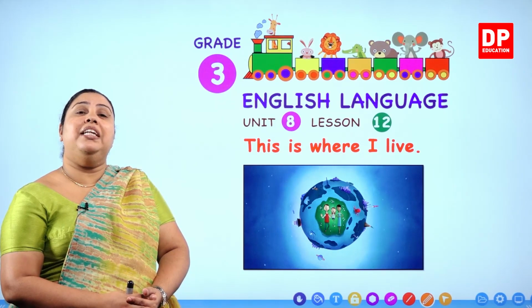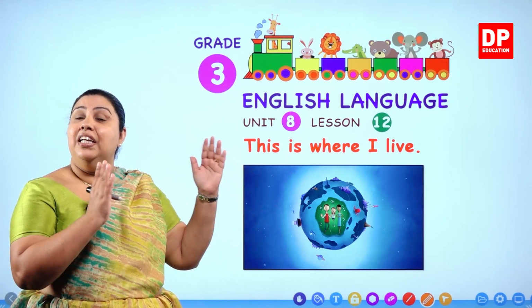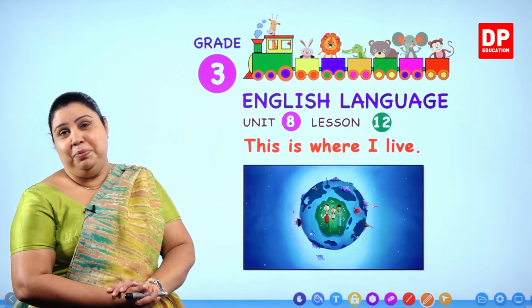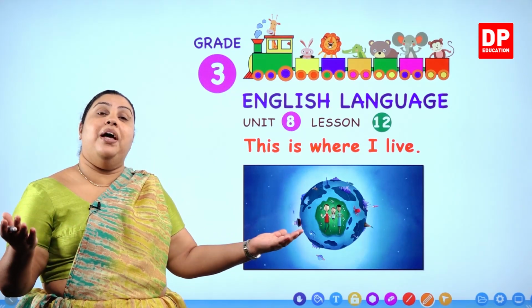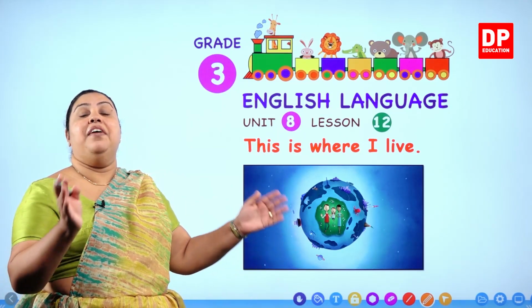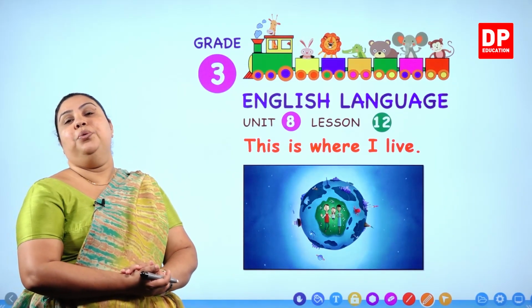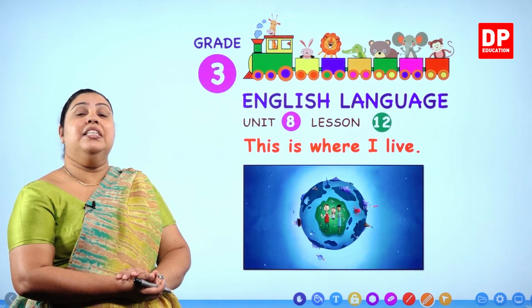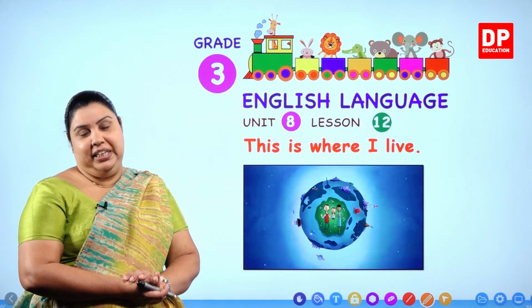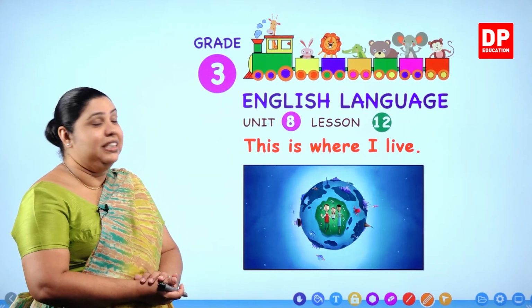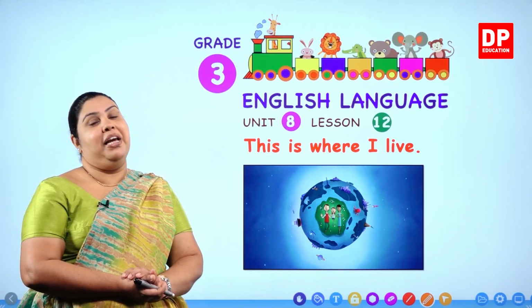You have completed 7 units in your grade 3 pupils book. Altogether you have 8 units and we have completed 7 units. We started our unit number 8, which is World Around Me. And we have completed 11 lessons by now.